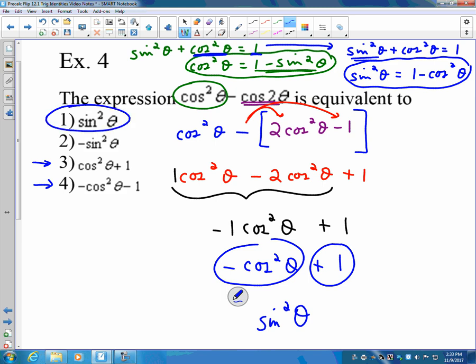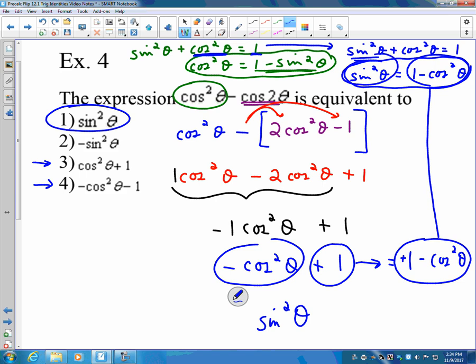That was a tricky one, right? Because it's cosine squared. This is cosine squared, negative cosine squared theta plus 1. That is the same thing as 1 minus the cosine squared of theta, right? The 1 is positive, the cosine squared is negative. They are the exact same thing, right? And that is the exact same thing as sine squared.